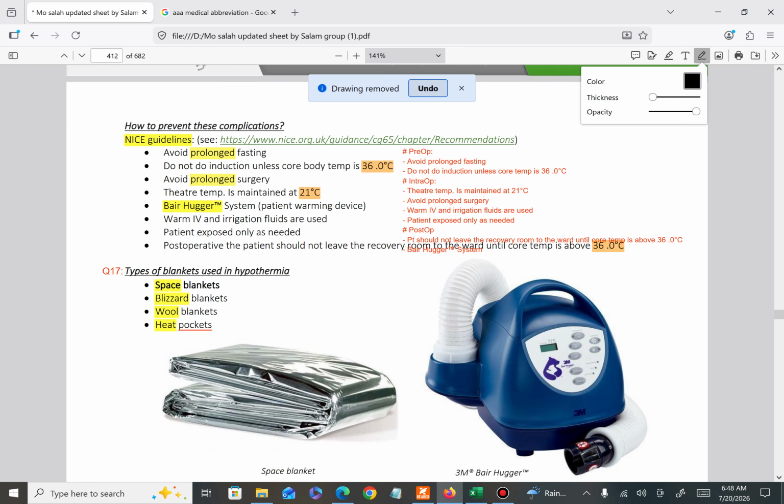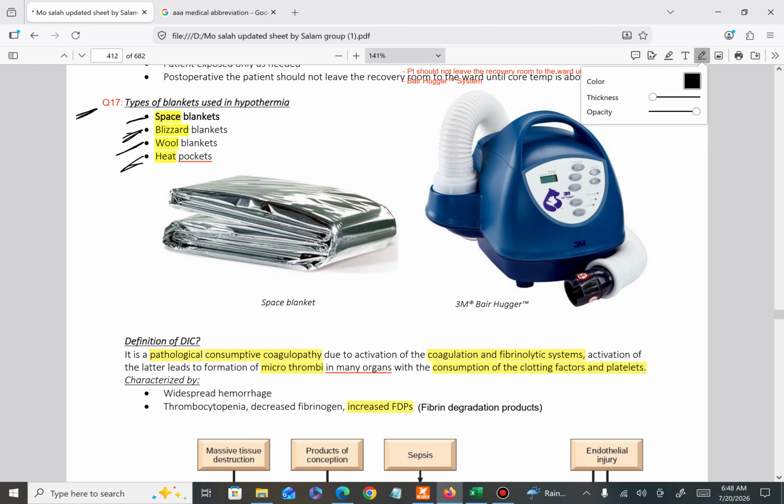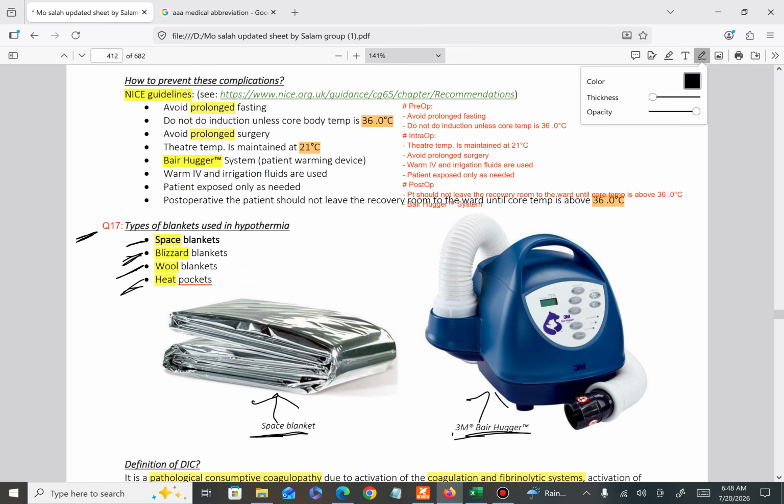Then types of blankets used in hypothermia. We can use space blankets, blizzard blankets, wool blankets, heat pockets. So these are the blankets. This is showing the space blanket, and this is the Bair Hugger warming device.